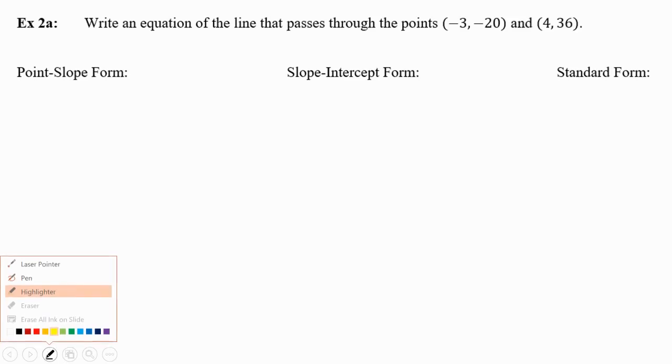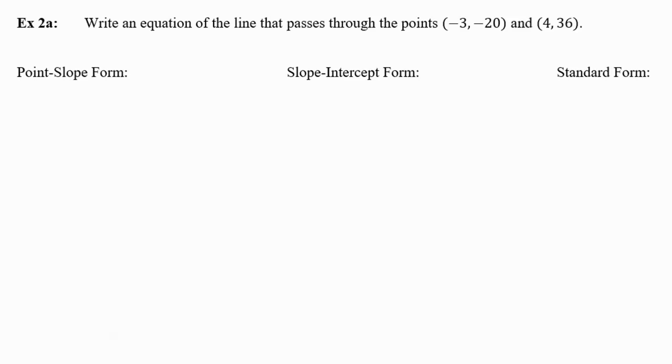2a. Let's get my pen working. 2a says write an equation of a line that passes through the points (-3, -20) and (4, 36). The biggest difference here is we're not given slope, but we're going to have to calculate slope given those 2 points. All right, so point slope form again is y minus y1 equals m times the quantity x minus x1.